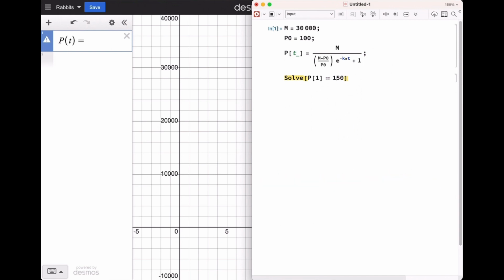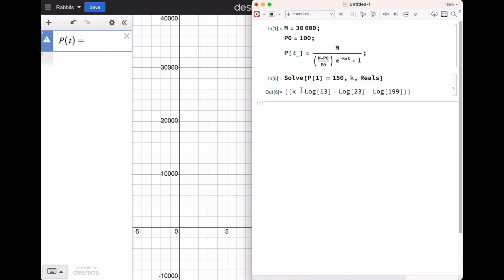I need 2 equals here, and now I want to solve for k. So this is going to give me the k value, and then I'll use that to get the final expression for the population function. Now, if I just run this, I get something that's sort of confusing here because it's giving me some complex solutions. So I just want solutions over the real numbers. So in the solve here, I can just put comma reals.